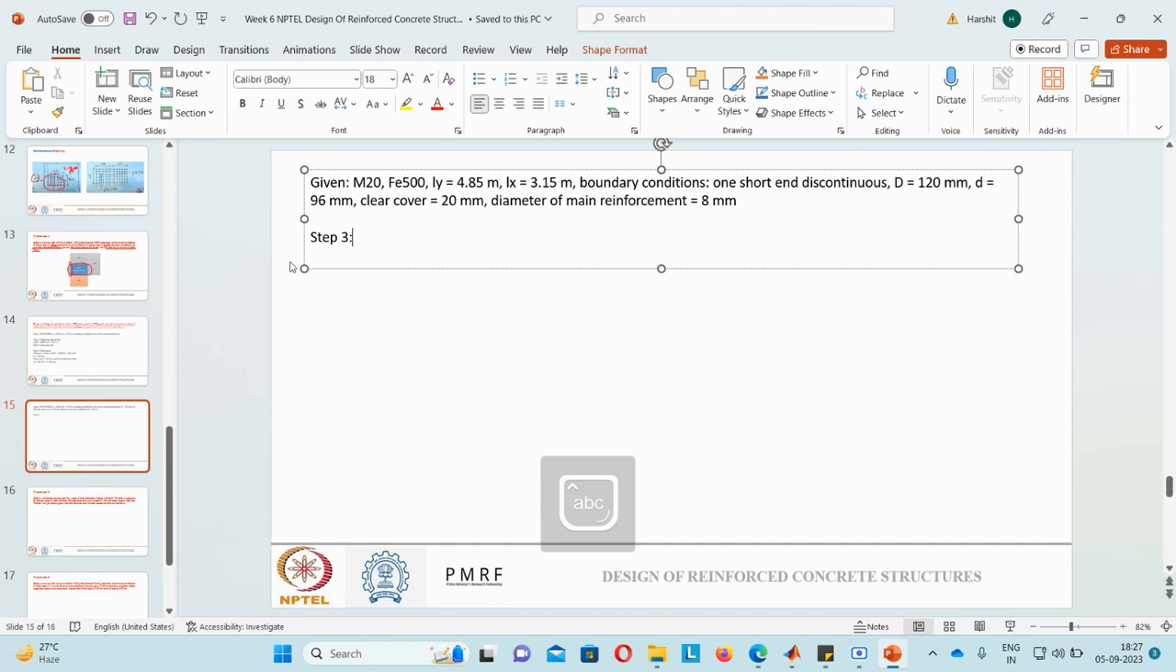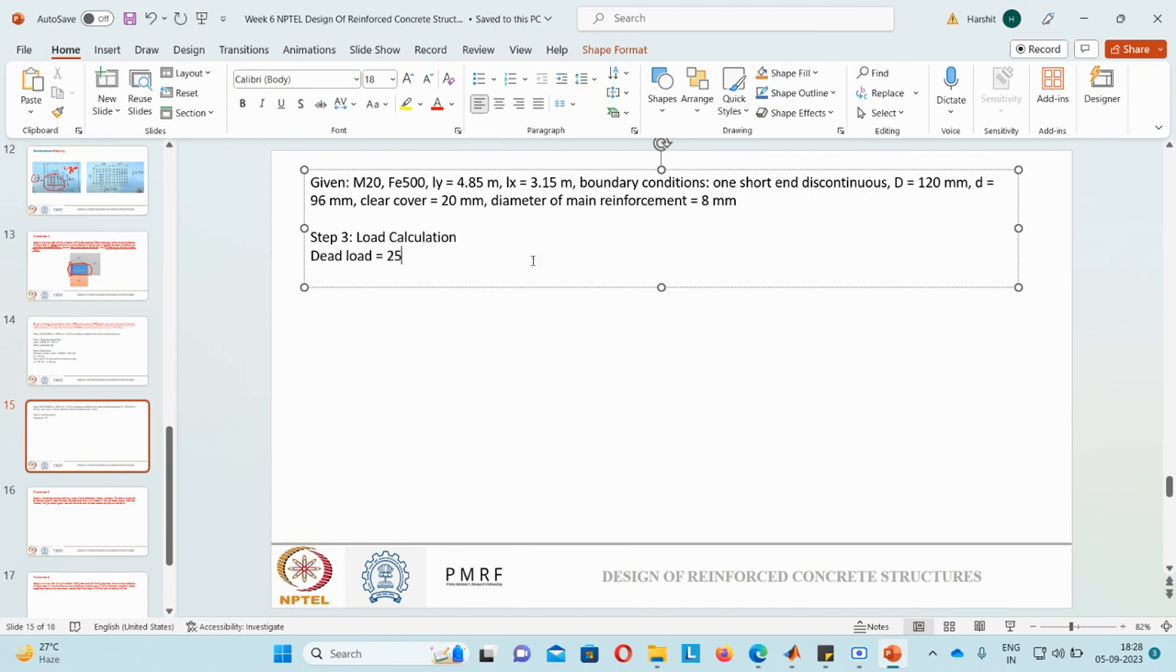So step 3 is our load calculation. Okay, so what is dead load? It will be nothing but 25 kilonewton per meter cube that we consider for concrete, into 0.12, the thickness of the slab, into 1, that we generally consider as the width of the slab while we are designing. So it will be 3 kilonewton per meter.